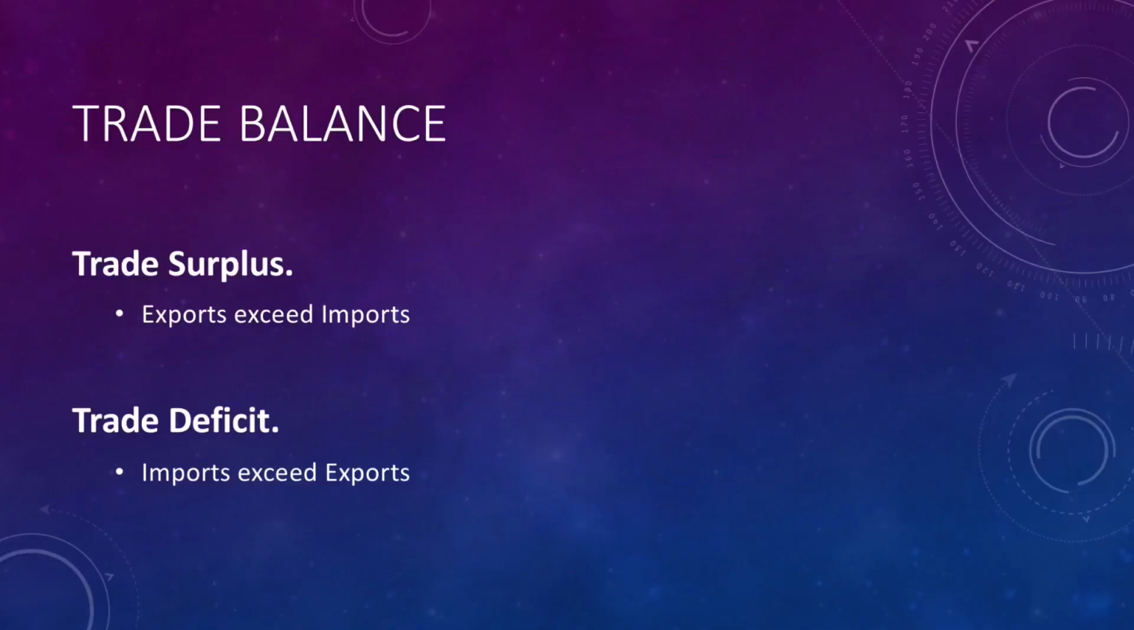Next, when we are going to compare exports and imports, we're actually looking at the trade balance. In the trade balance, a trade surplus happens when exports exceed imports. Meanwhile, in a trade deficit, imports exceed exports.